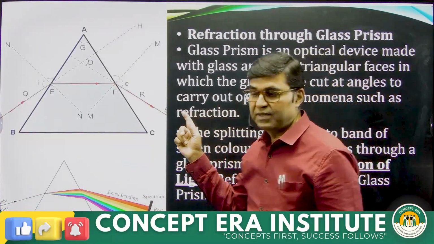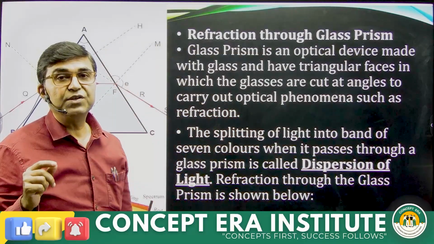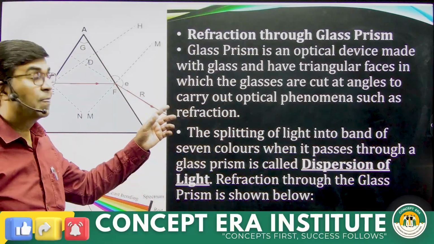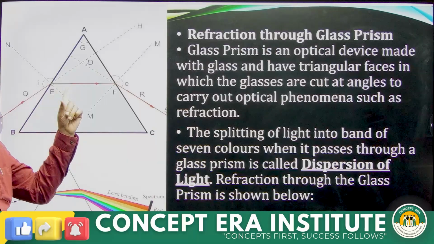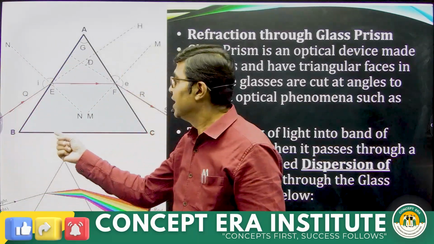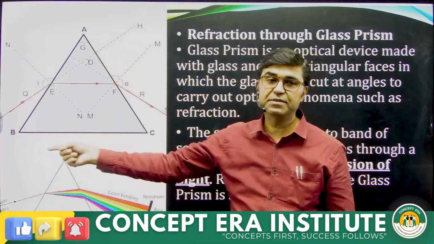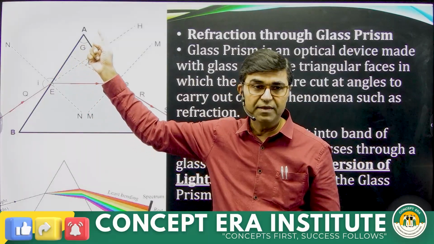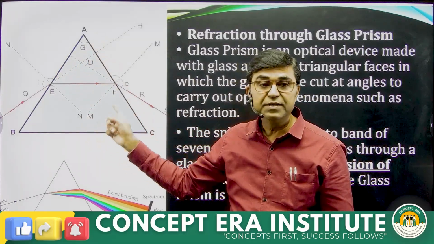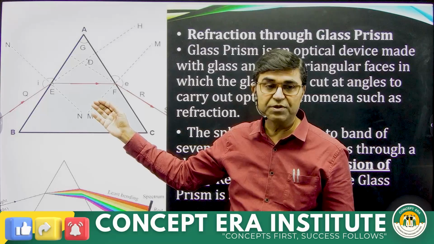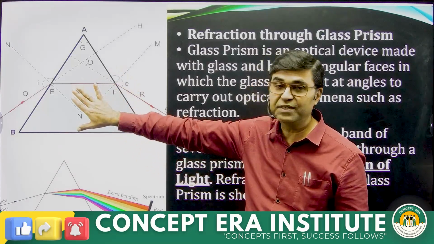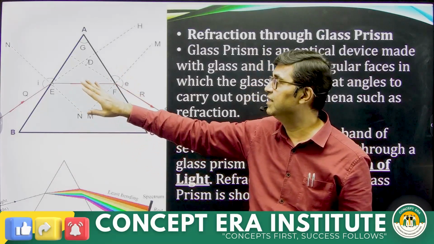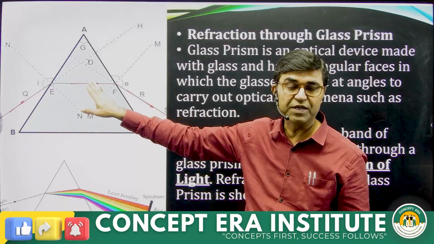Now, just as we discussed the case of refraction through a glass slab, now we will discuss the case of refraction through a prism. A prism is a triangular piece of glass with five faces actually, but because the diagram is two-dimensional, you will only see the first face, the front face.